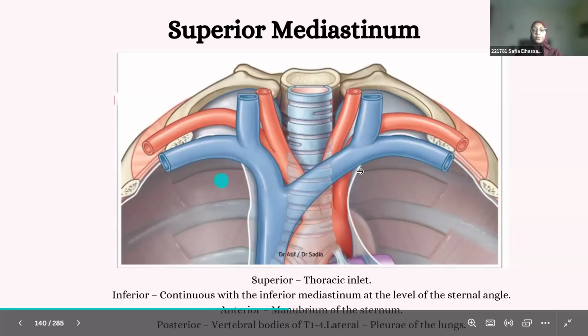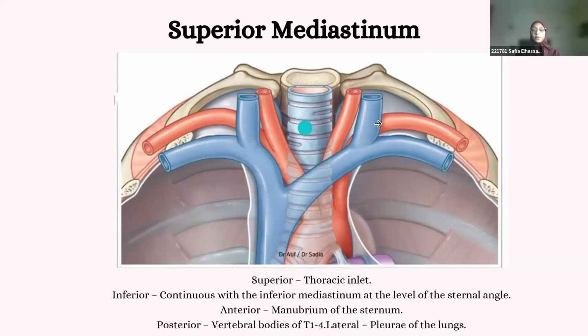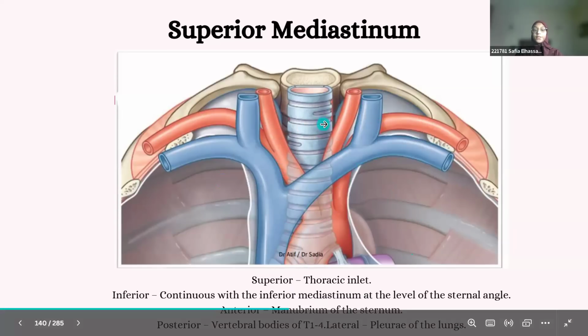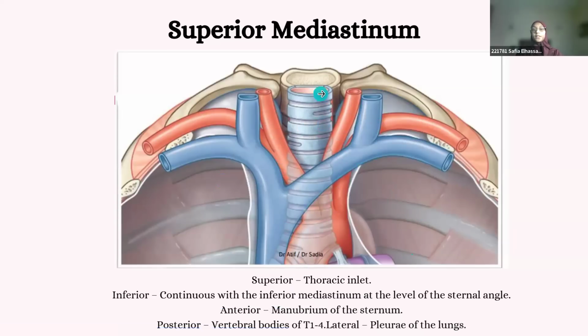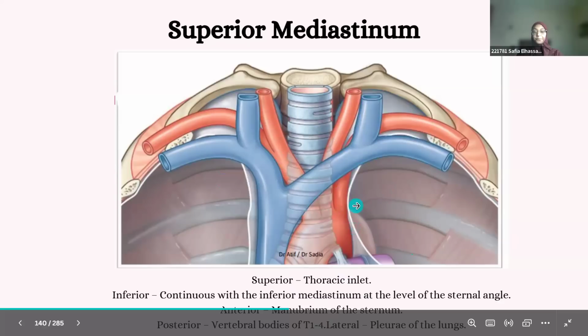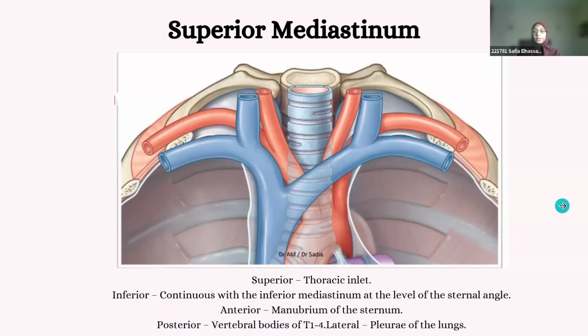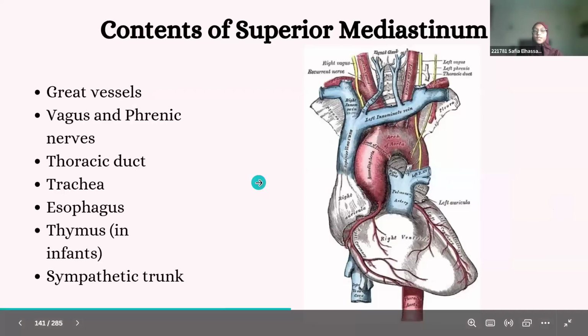Anteriorly, you would have the manubrium of the sternum, so try to imagine the manubrium of the sternum here. Posteriorly, you would have the vertebral bodies of T1, T2, T3, and T4, because anything below T4 is considered inferior mediastinum. And laterally, on both sides, you would have the pleura of the lungs. So let's talk about the contents of the superior mediastinum.